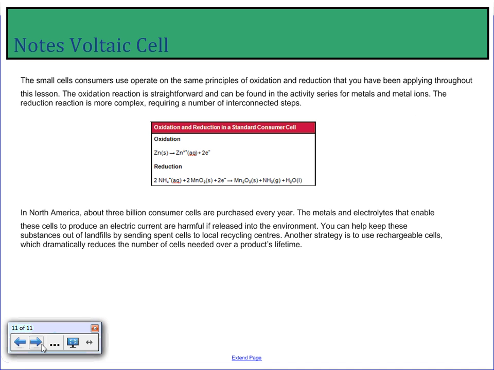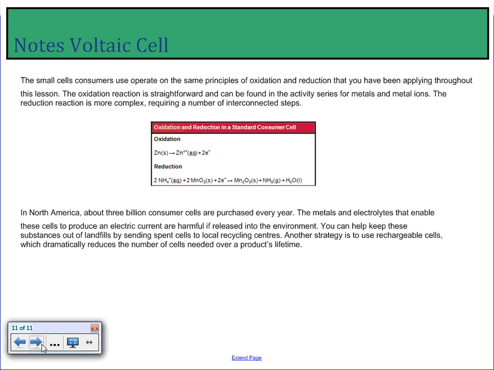The small cells consumers use operate on the same principles of oxidation and reduction that we've been applying throughout this lesson. The oxidation reaction is straightforward and can be found in the activity series for metals and metal ions. The reduction reaction is more complex, requiring a number of interconnected steps.